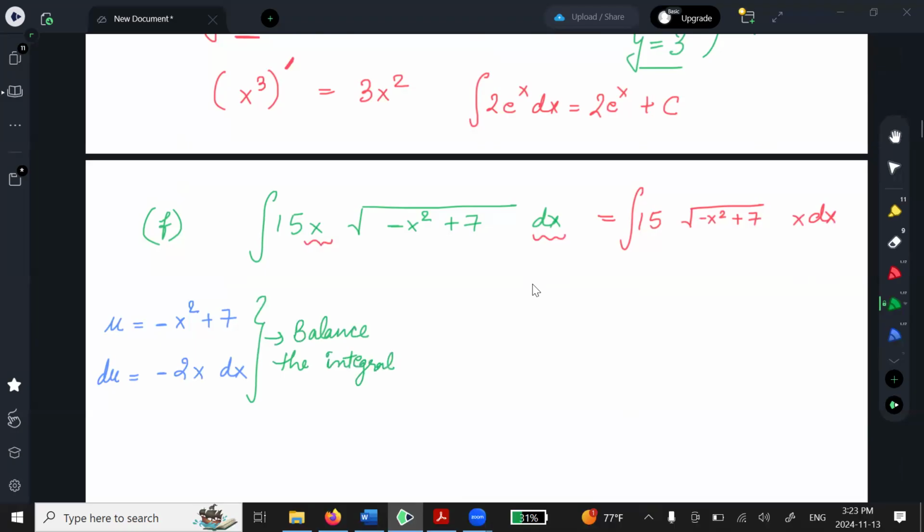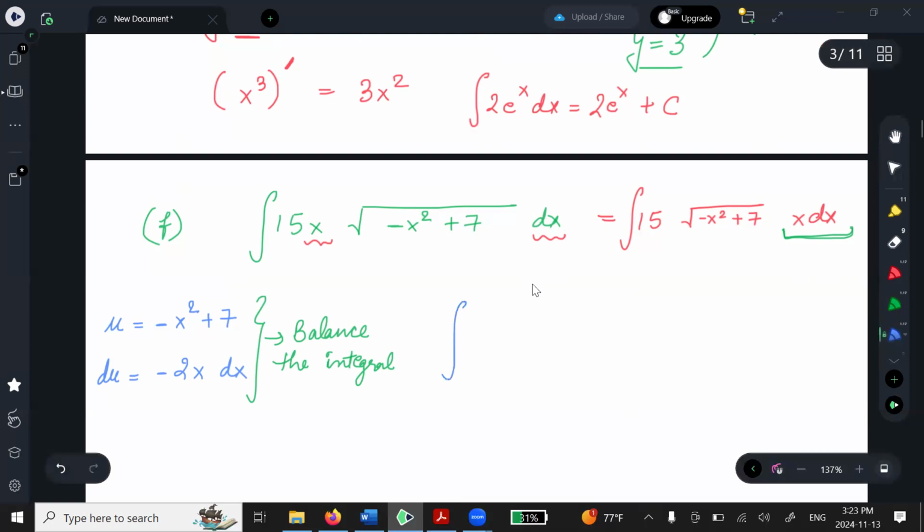Look, I need a negative 2 here. On this part, I need to have a negative 2 multiplied. But whenever you multiply by something, you divide by it also. Okay, that's how you balance.